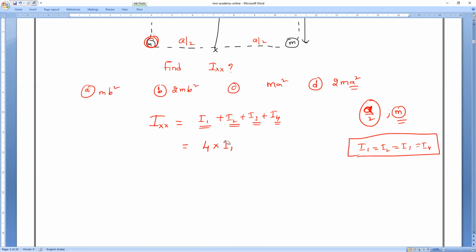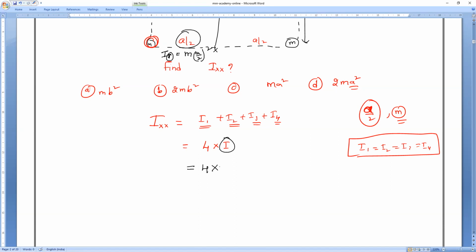I can take I1. Yes, sir, because all are equal. So now it is equal to 4 into, what is the I? Any one value, tell me. What is the moment of inertia possessed by this body? If I take I1, what is that? M R square. R square means what? A by 2 whole square.